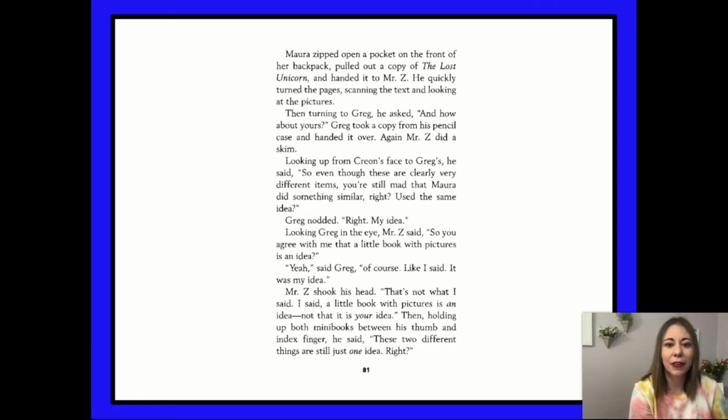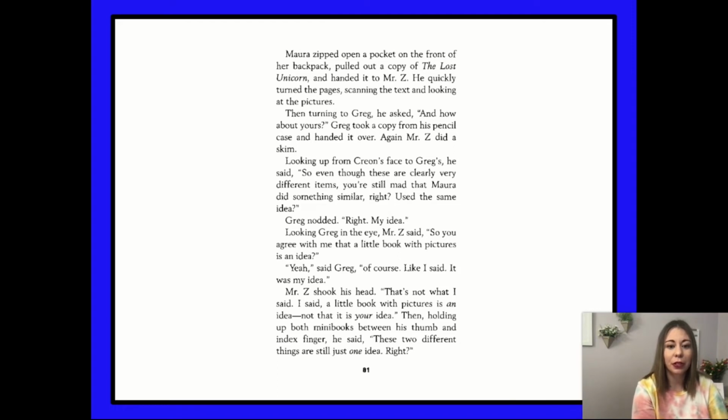Looking up from Creon's face to Greg's, he said, "So even though these are clearly very different items, you're still mad that Mara did something similar, right? Used the same idea?" Greg nodded. "Right, my idea." Looking Greg in the eye, Mr. Z said, "So you agree with me that this little book with pictures is an idea?" "Yeah," said Greg. "Of course. Like I said, it was my idea." Mr. Z shook his head. "That's not what I said. I said a little book with pictures is an idea, not your idea."